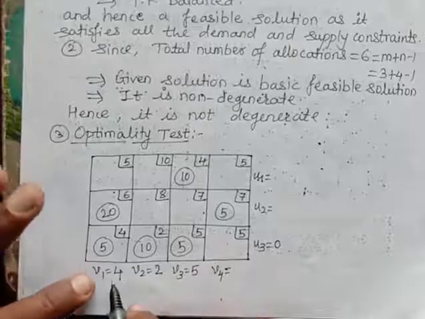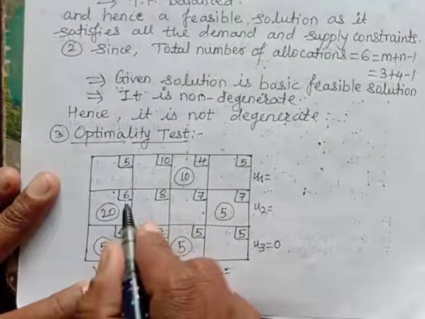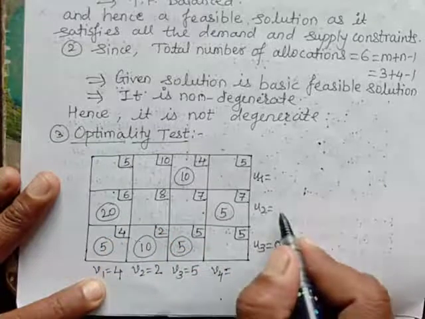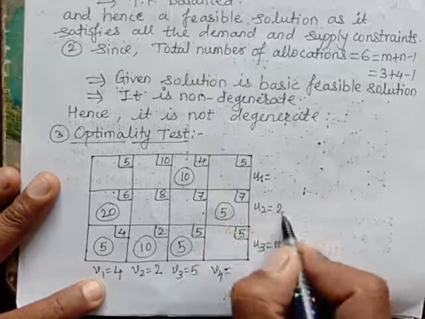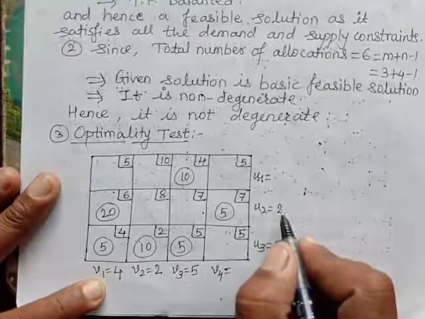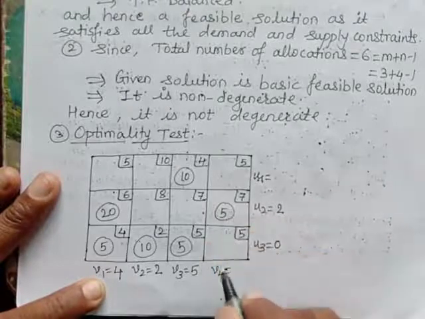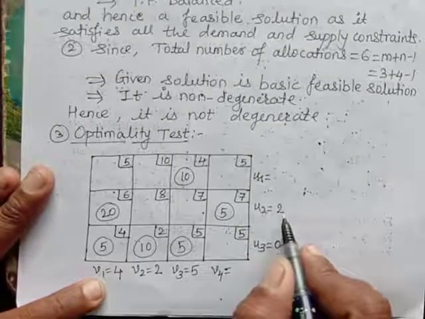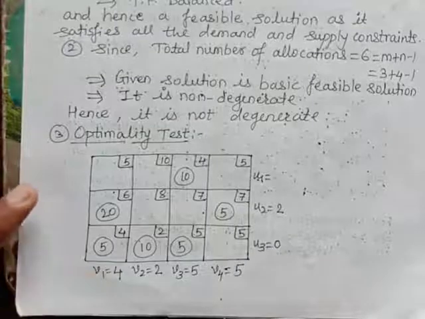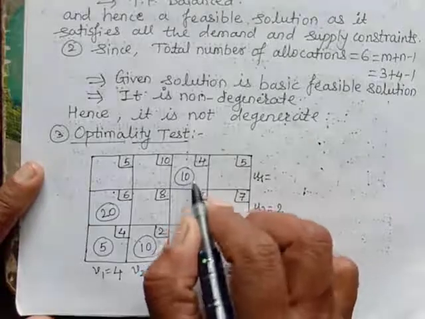Now from V1 we can determine U2. So V1 plus U2 is equal to 6. So 4 plus what equal to 6? 4 plus 2 equal to 6, so it will be 2. Now as it is 2, here the allocation is there, so from this we can determine V4. So 2 plus what equal to 7? 2 plus 5 equal to 7.